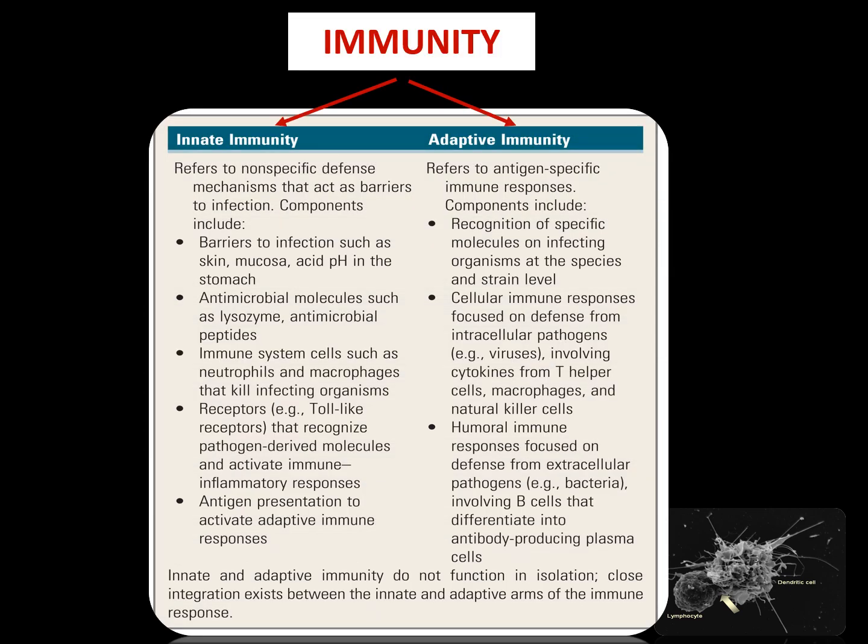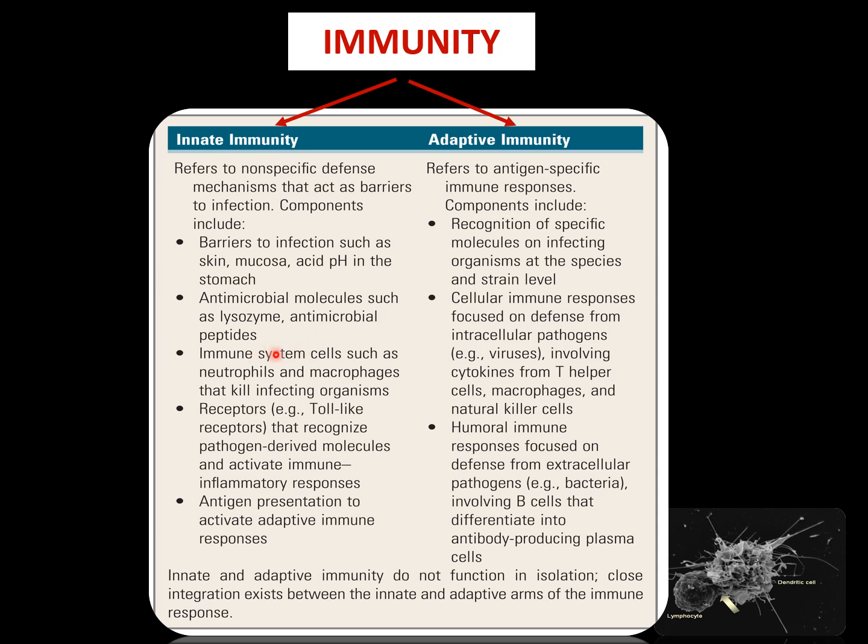Now, from 8th standard, we are learning that immunity is of two types, the innate immunity and the adaptive immunity. The innate immunity is basically the default immunity. It refers to the non-specific defense mechanisms that act as barriers to infection. The main components are barriers like skin, mucosa, acidic pH, etc.